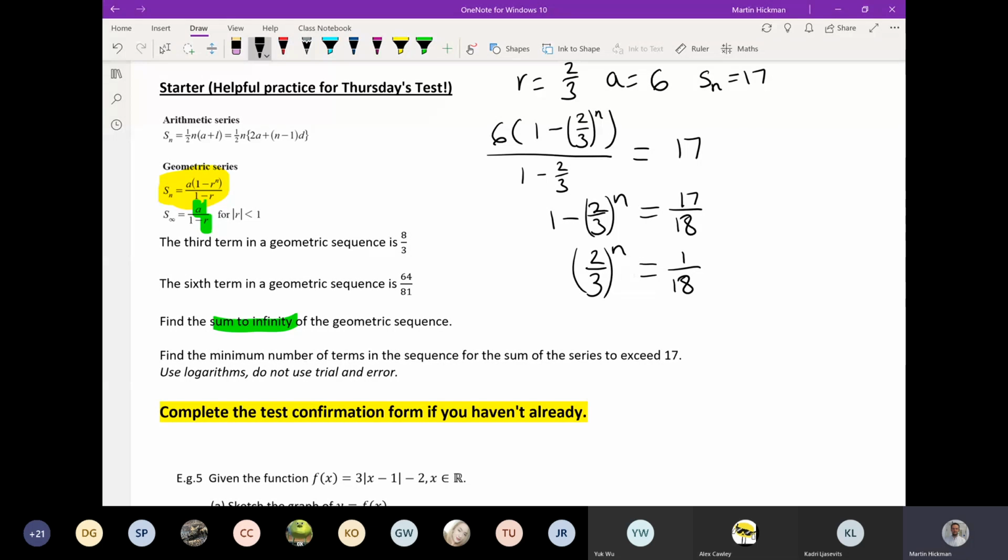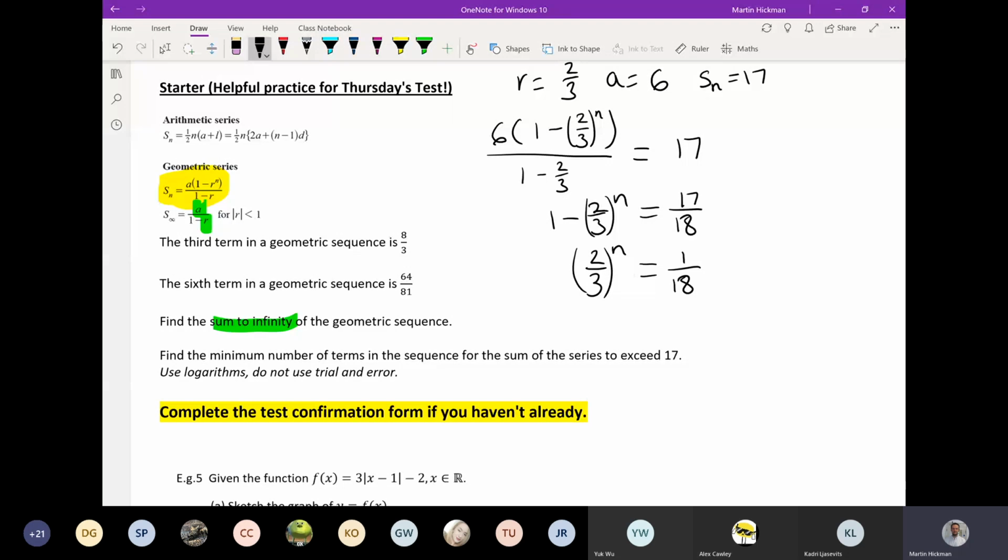Finally, because we've got a missing power we want to find, we're not going to do this by trial and error. So what I'm going to do is use logs here. If I do log to base 2 over 3 of 1 over 18, then you can just put that in on your calculator using the log button. You get 7.13, but we need the minimum number of terms for it to exceed 17.